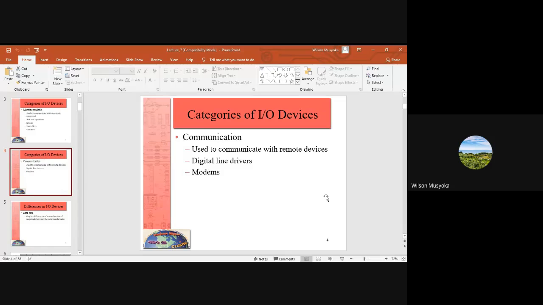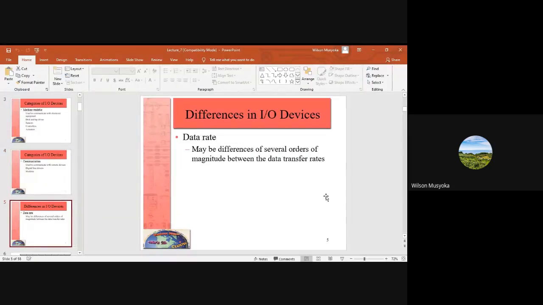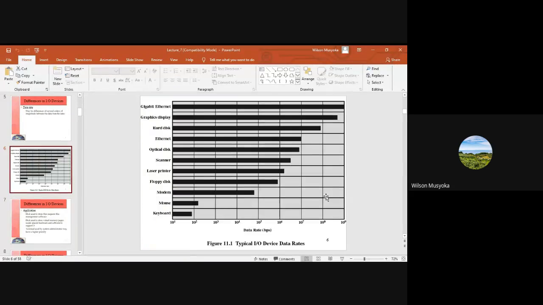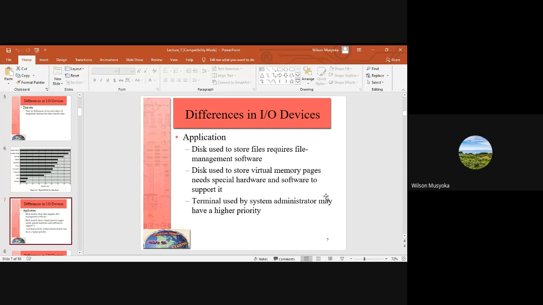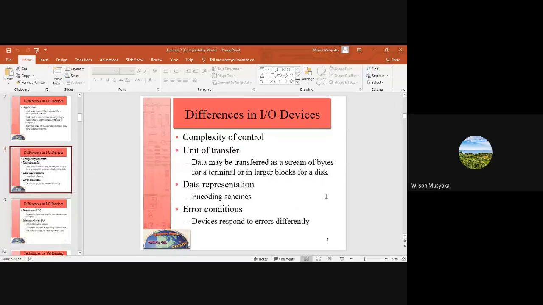And then there are those which are used for communication, whereby they communicate with remote devices. There are differences in terms of their data rates, and an example has been given there. And then they can be used in different applications. I want you to look at that.